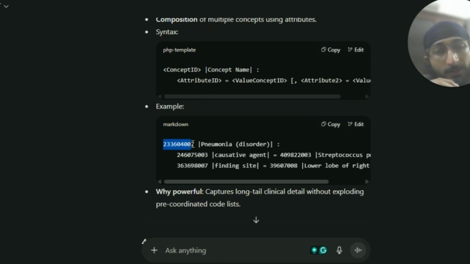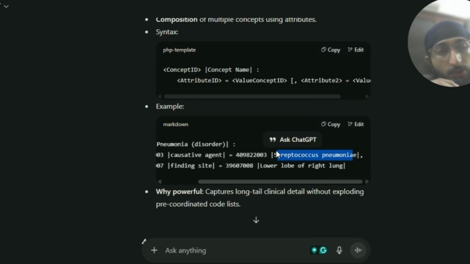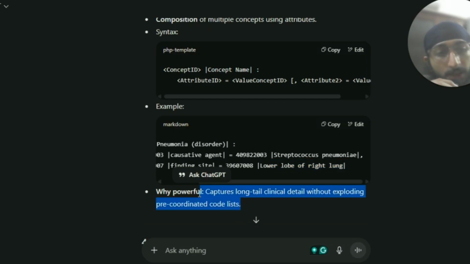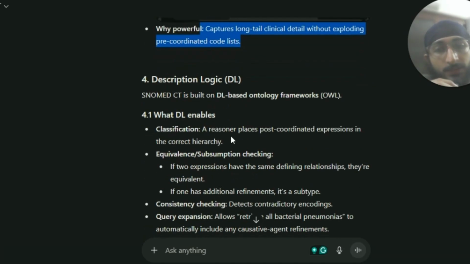For example, this is the concept ID, then the concept name is pneumonia disorder. This is the attribute ID, causative agent, with the value Streptococcus pneumoniae. Then the finding site, lower lobe of right lung. So this captures long tail clinical detail without exploding pre-coordinated code lists.